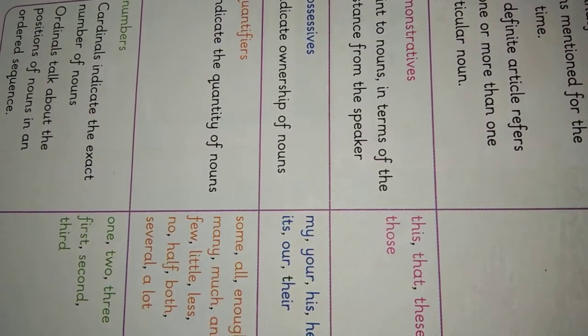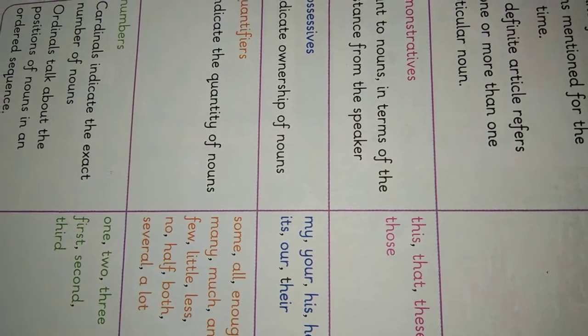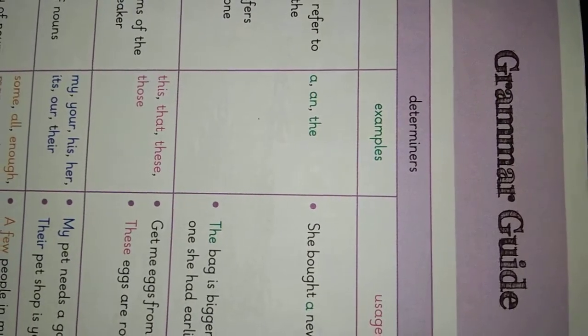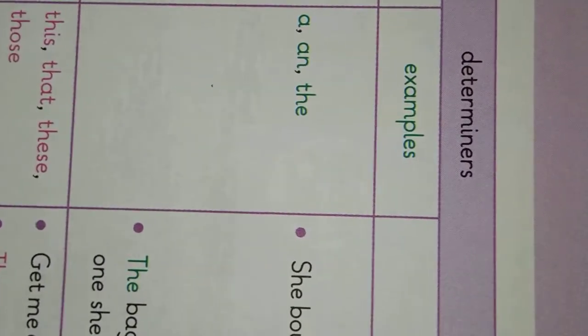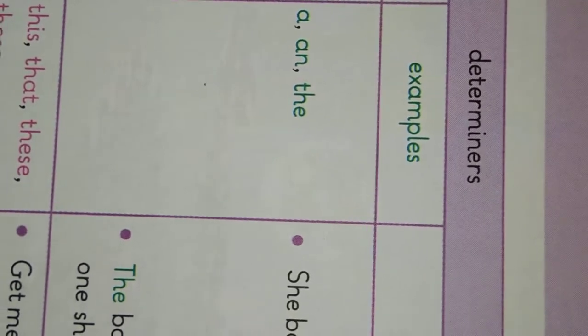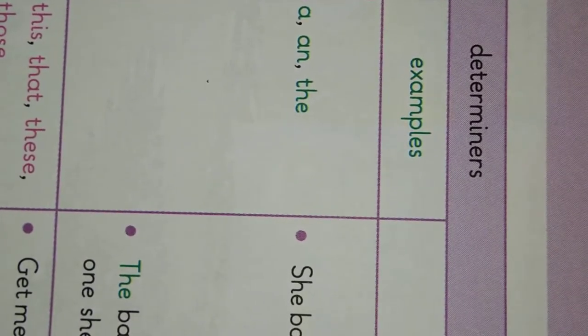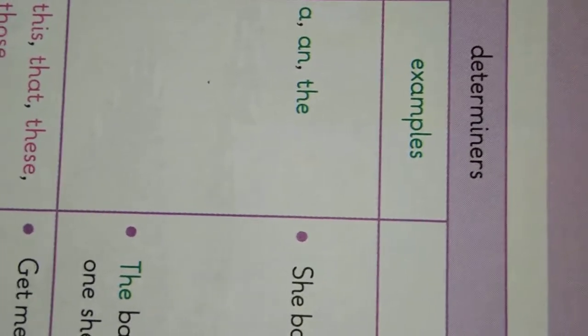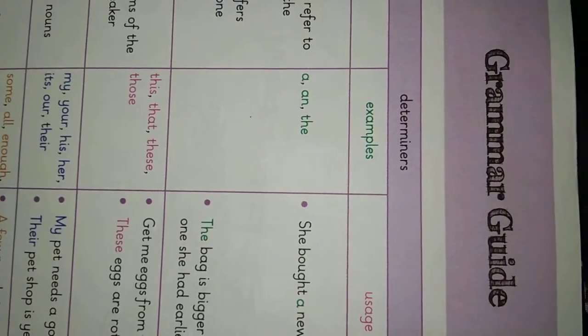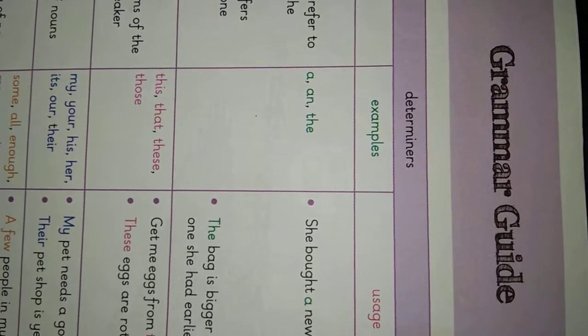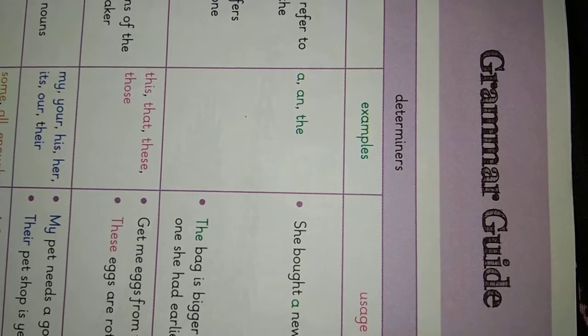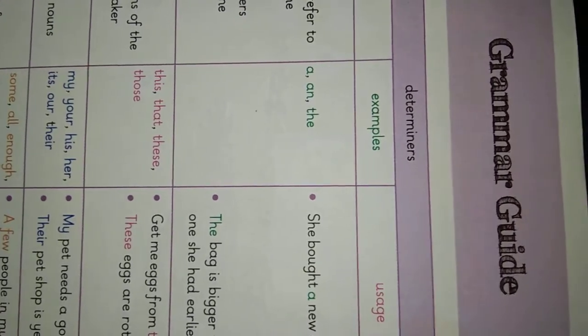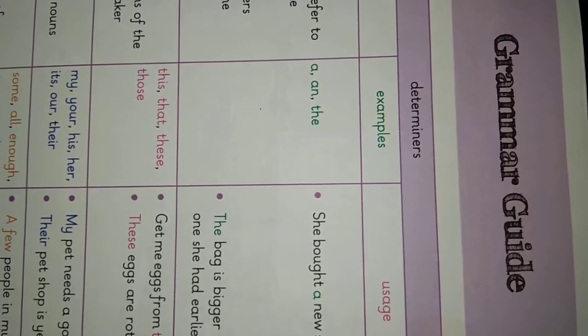So what do determiners do? Determiners have two main functions, and they are referring and quantifying. Referring means showing us who or what the noun is pointing to or talking about.